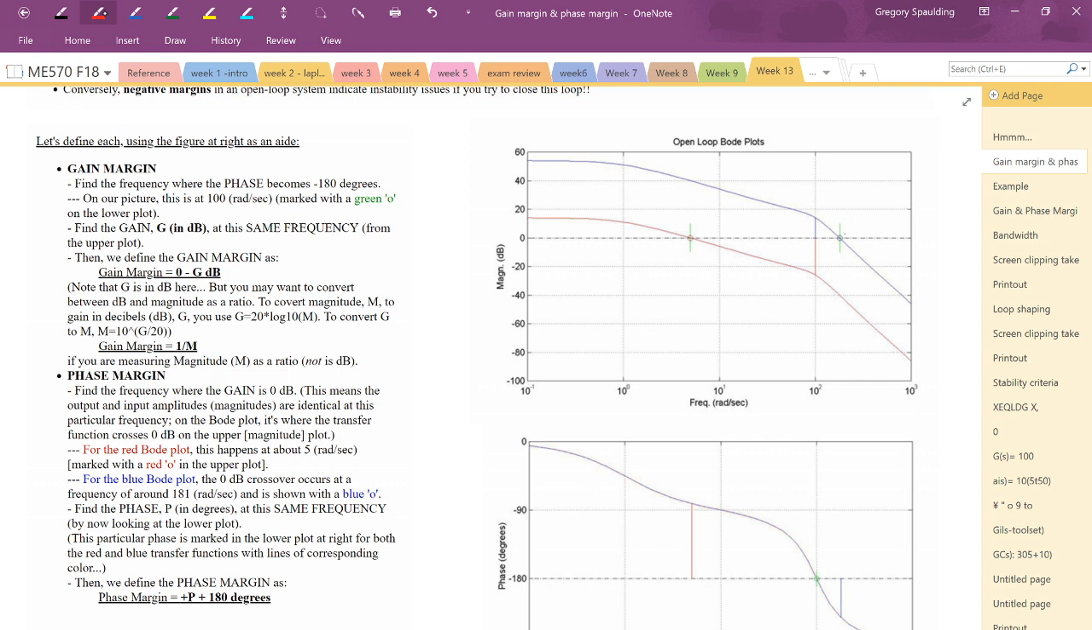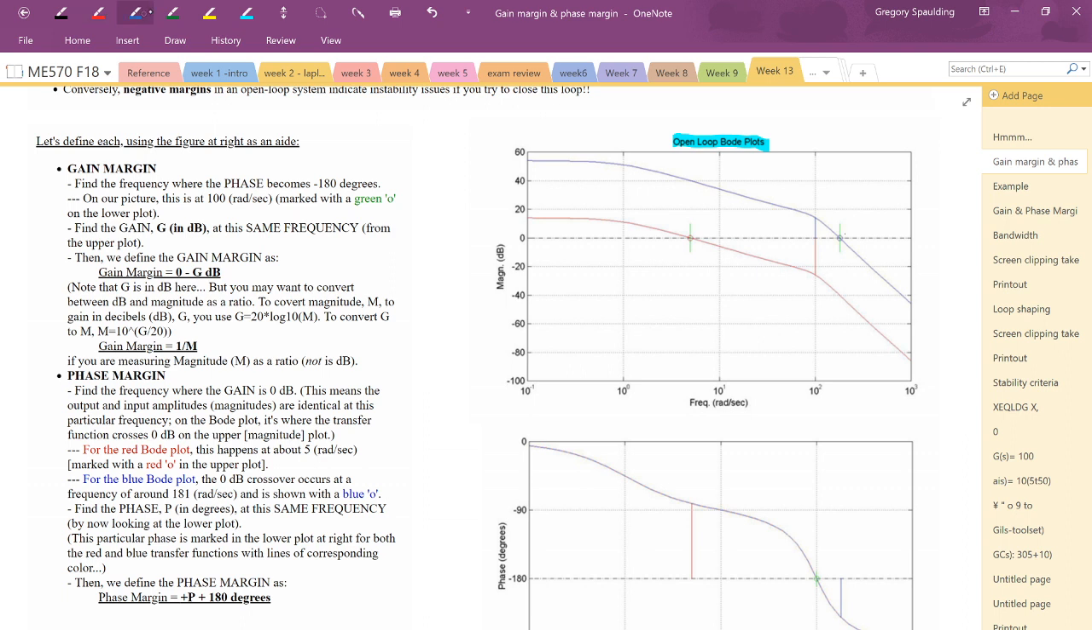So here we've got a couple of plots, open loop, and remember, we're going to be working on the open loop to control the closed loop stability. But we're going to be looking at the open loop. And for the loop shaping, we're going to be looking at the open loop also. So we've got the open loop. Now, let's talk about where these margins come from.